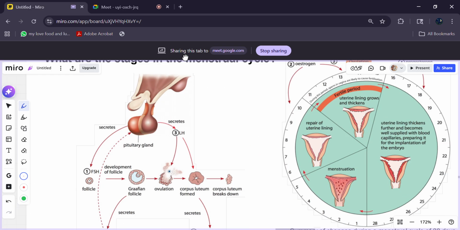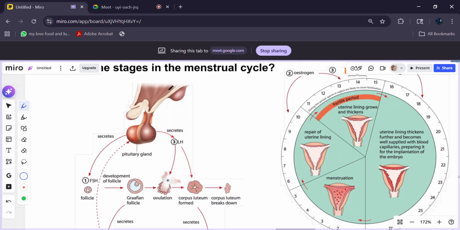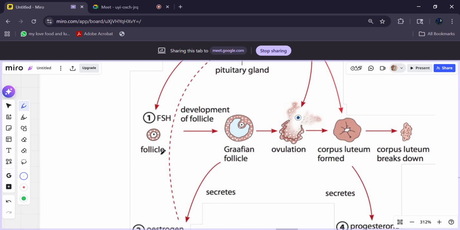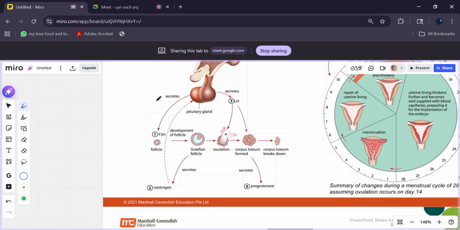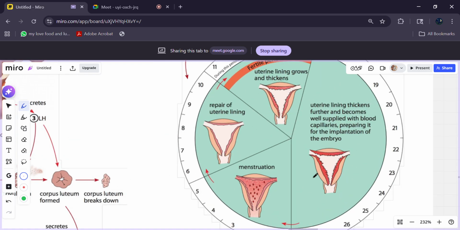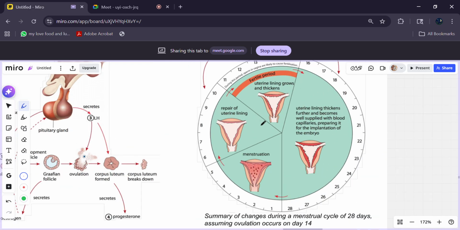And here are the stages of the menstrual cycle. There are different stages, and each day of the menstrual cycle. In this section, we're going to learn the stages. Now, stage 1. This is the pituitary gland. The pituitary gland is located in the brain, and here you can see a diagram of how the menstrual cycle begins.